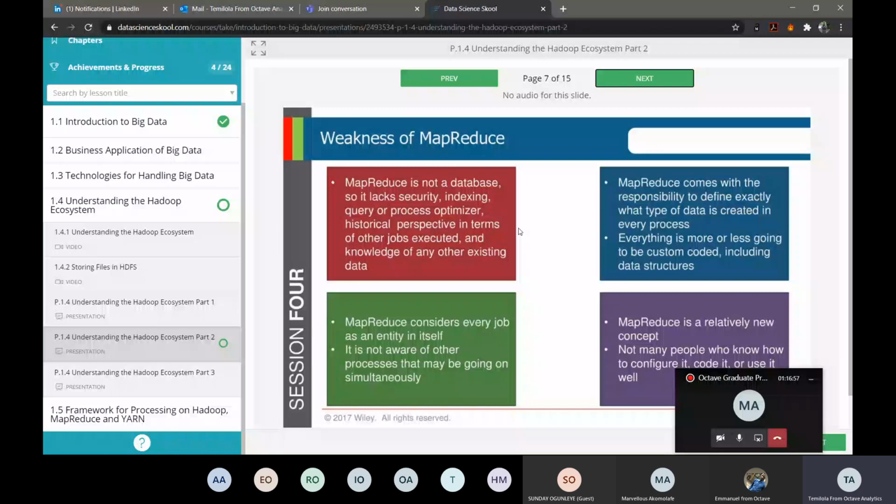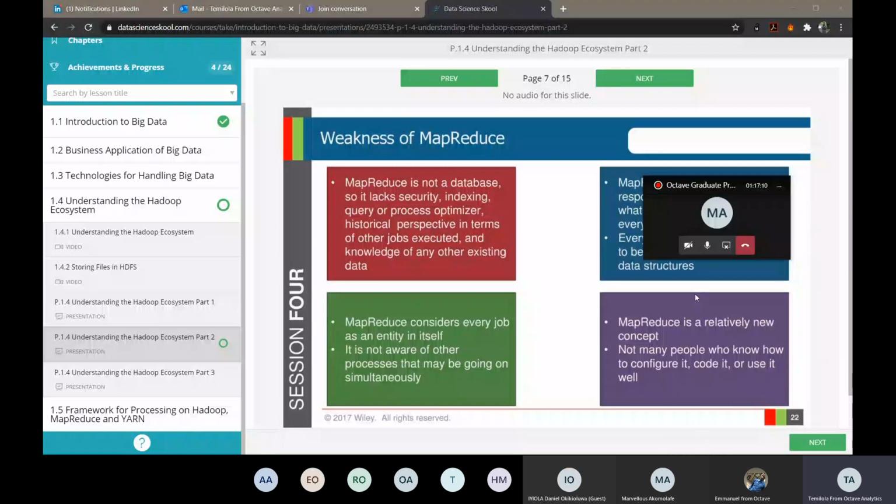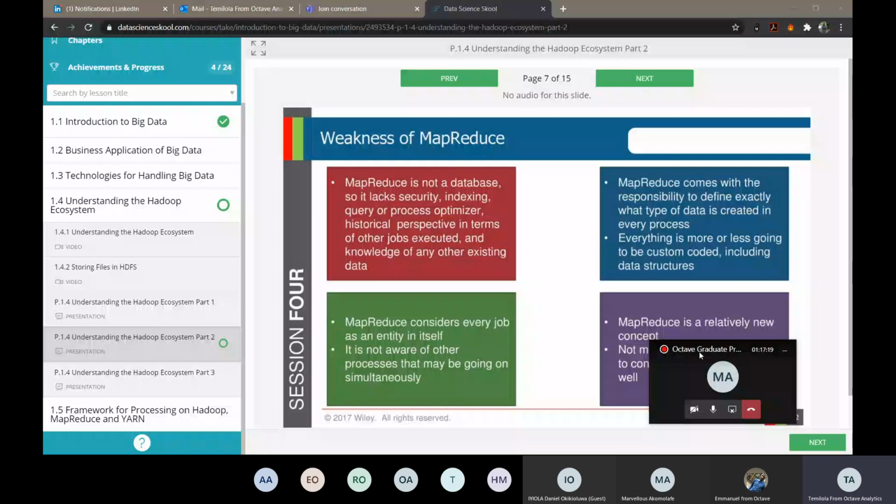Then, MapReduce is a relatively new concept. Not many people know how to code it or use it well. And again, one thing I've noticed is that people don't like to get involved with things that require a lot of coding and a lot of hands-on experience, especially when it comes to writing high-end code or scripts.